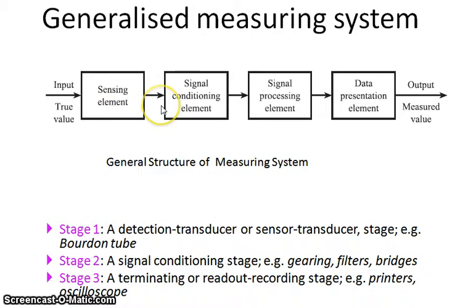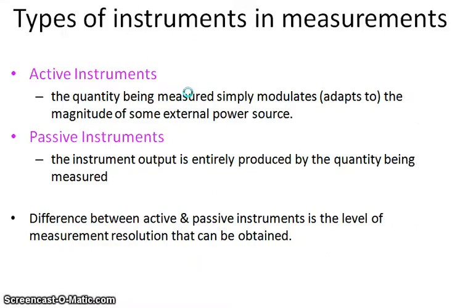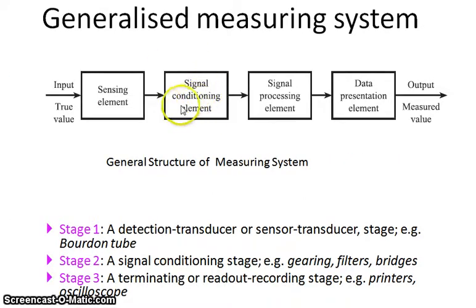This output is sent to the signal conditioning element. This signal conditioning element may be an amplifier or an attenuator. If the signal coming from the sensing element is weak, the strength of the signal can be improved by means of an amplifier, or if the signal is too strong, then the strength can be reduced with the help of an attenuator. Or certain processes like modulation, filtering, clipping, etc. can also be performed in order to obtain the signal in a pure and acceptable form, free from high distortions.